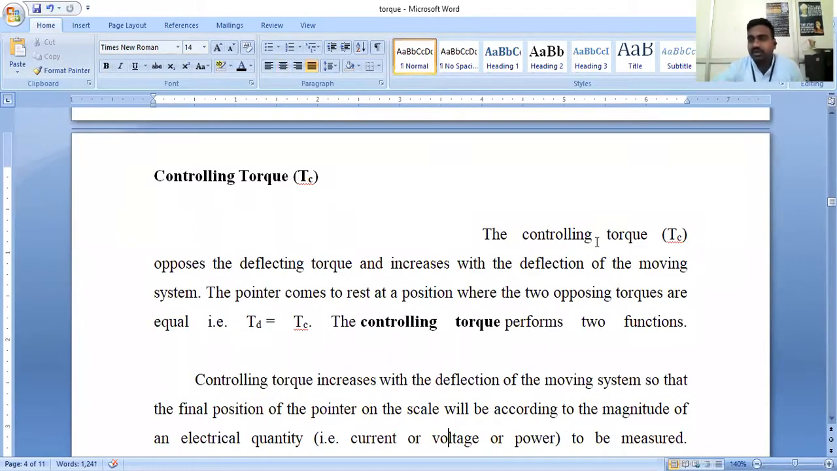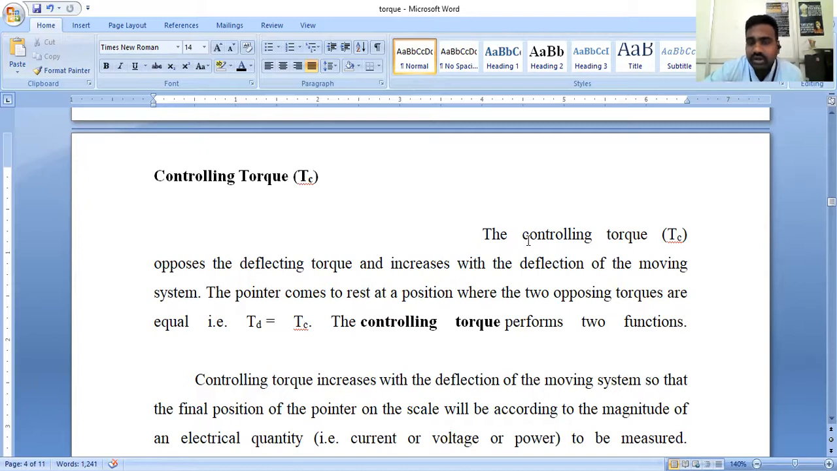We discussed deflecting torque. So we analyzed how an instrument utilizes the deflection torque, and how the needle starts moving from the 0th instant to a particular instant. Next we discuss controlling torque.